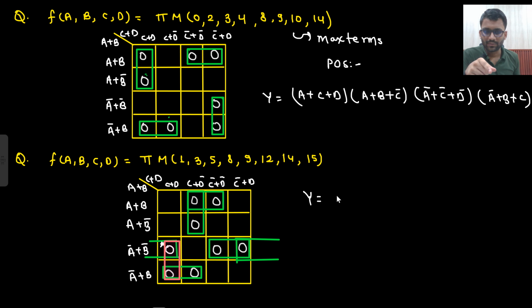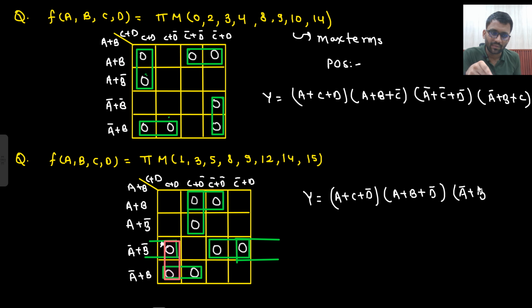Let's see this pair first. So A is constant plus C plus D bar. In this pair A plus B is constant, A plus B is constant and D bar is constant. A plus B plus D bar. Now let's talk about this particular pair. In this particular pair A bar plus B bar is constant, A bar plus B bar is constant, plus C bar is constant, C bar is constant. Let's talk about this pair. In this pair A bar plus B is constant, A bar plus B is constant plus C is constant. Okay, and what about this pair?